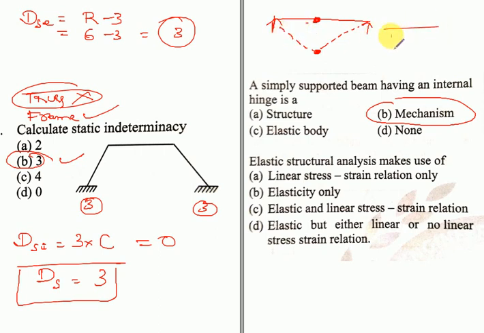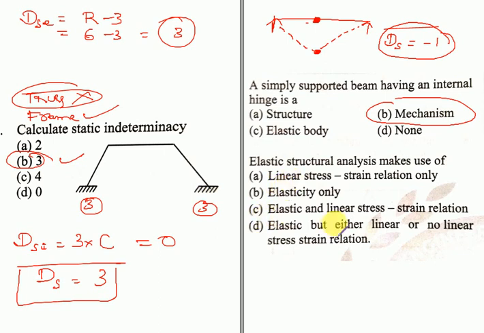In this case, the degree of static indeterminacy will be -1, and if the internal hinge is present, then the structure will be unstable. The simply supported beam with an internal hinge is of course unstable. The deflected profile forms a linear mechanism. So a simply supported beam having an internal hinge is a mechanism.